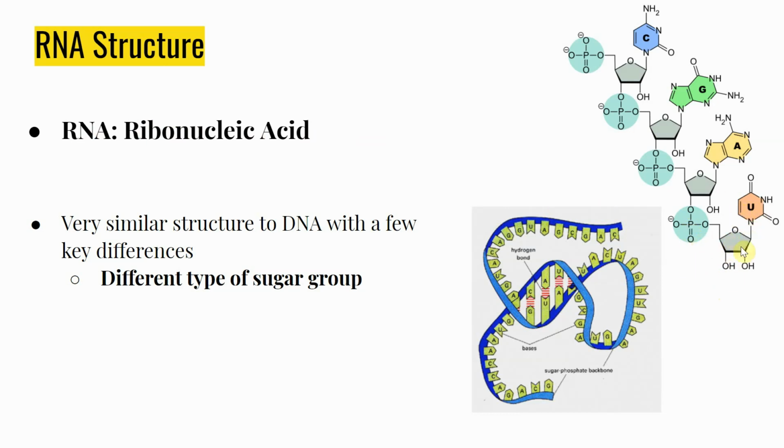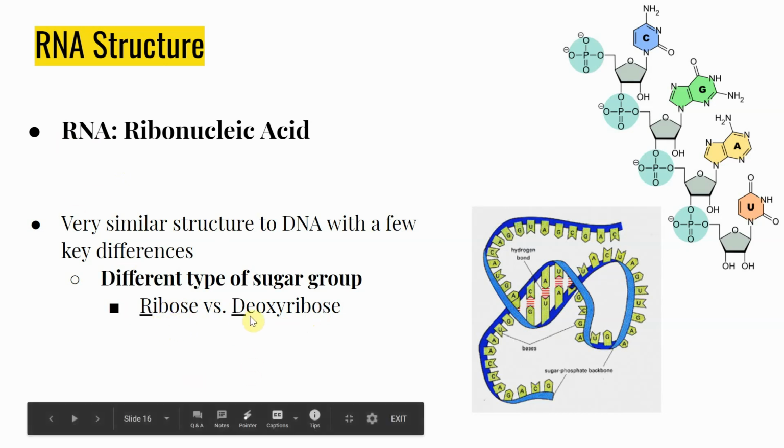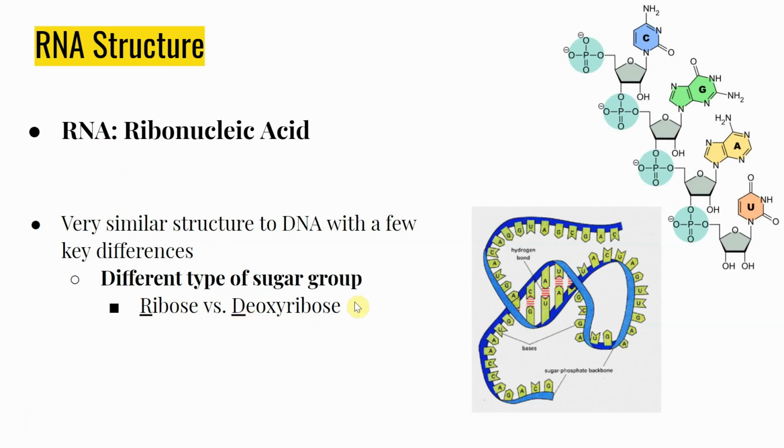So when we have this sugar group down here, the sugar group is slightly different. In RNA, we call it a ribose sugar, but in DNA, we call it a deoxyribose sugar. And this sugar group is more or less the defining factor of why we call RNA RNA and DNA DNA. It's based on the type of sugar group that it has. So RNA has this ribose sugar, that's where the R comes from. And DNA has deoxyribose sugar, which is where the D in DNA comes from.